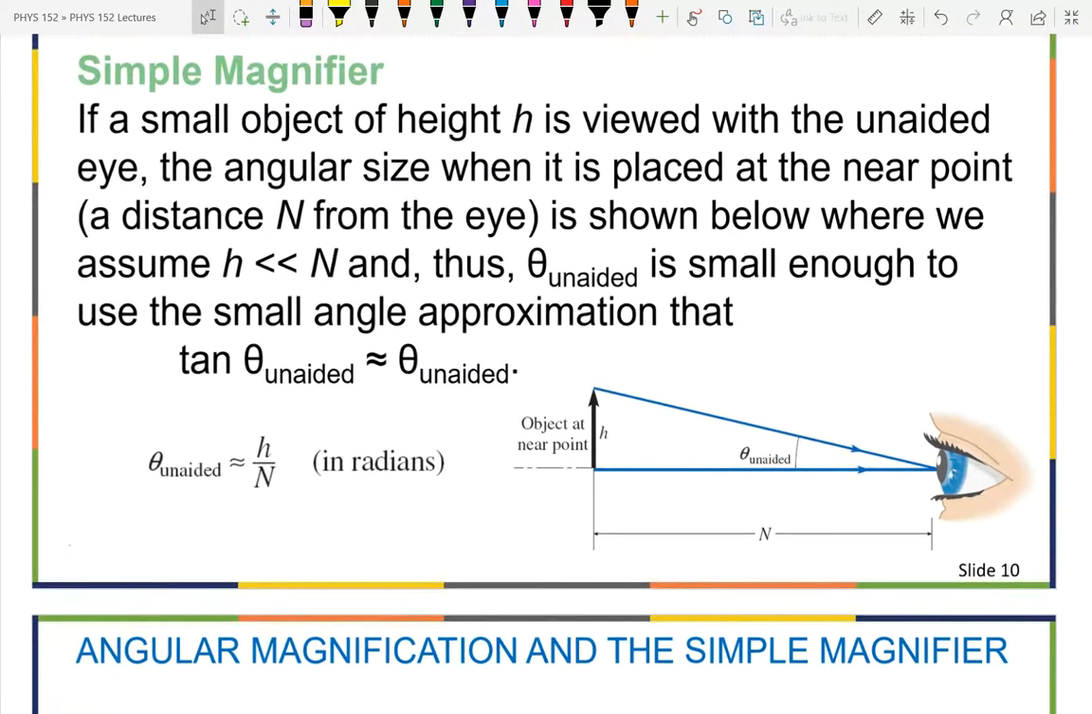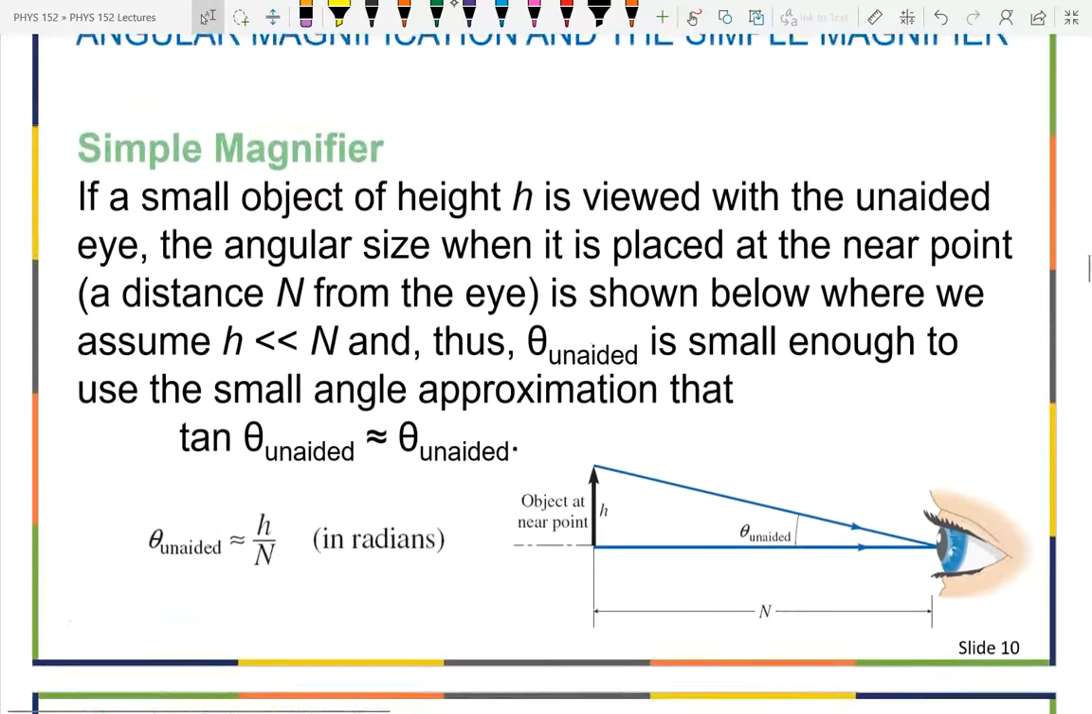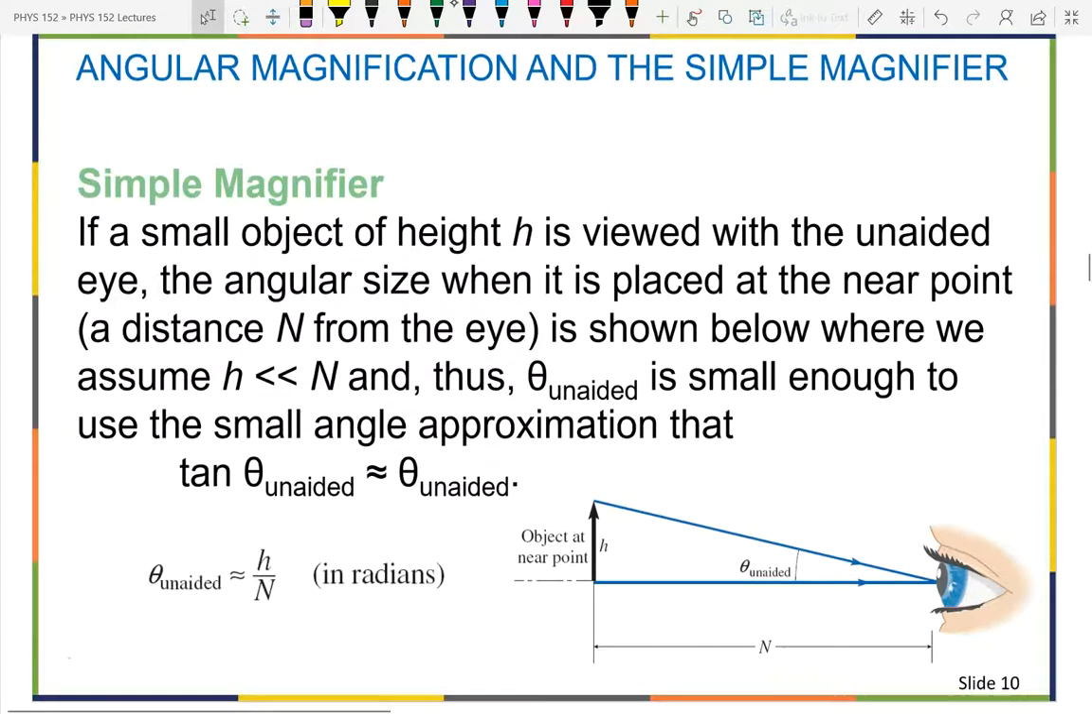Okay, this is starting the actual derivation. I have the derivation all worked out in slides here. Let's start by saying, without the eyeglass, what's the biggest angle I can make with my eye? So I bring the object up to the near point, and I have an angle here, unaided, where tangent of theta is equal to the opposite side, which is the height, divided by the adjacent side, which is the near point. Just using n for near point today instead of np.